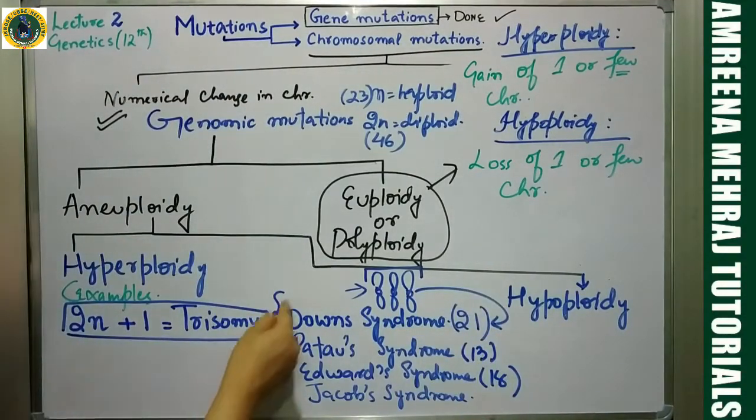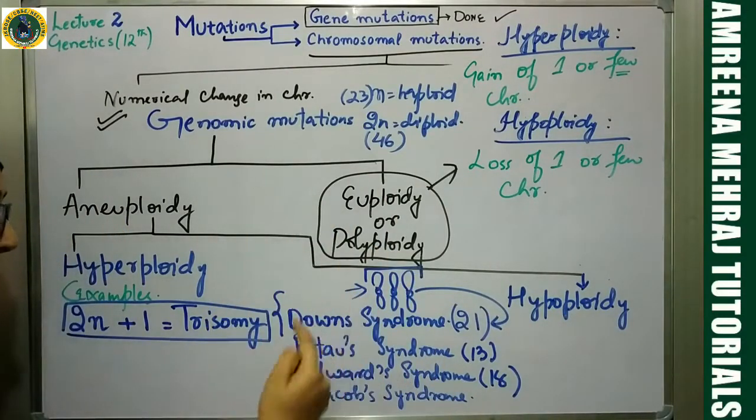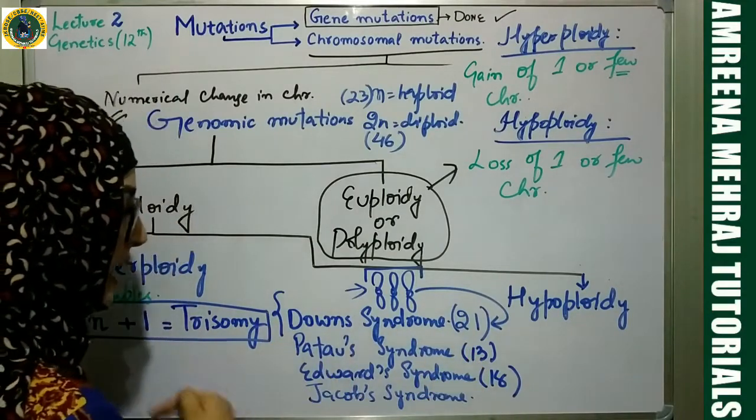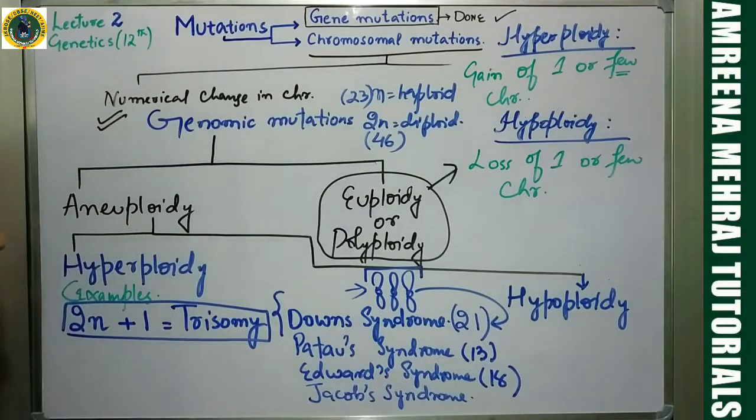Okay. So under all these cases, you will see an additional chromosome. How many? 1. Either in chromosome number 21, then it's Down syndrome. In chromosome number 13, Patau. In chromosome number 18, if you have an additional chromosome, then it's called Edwards syndrome.